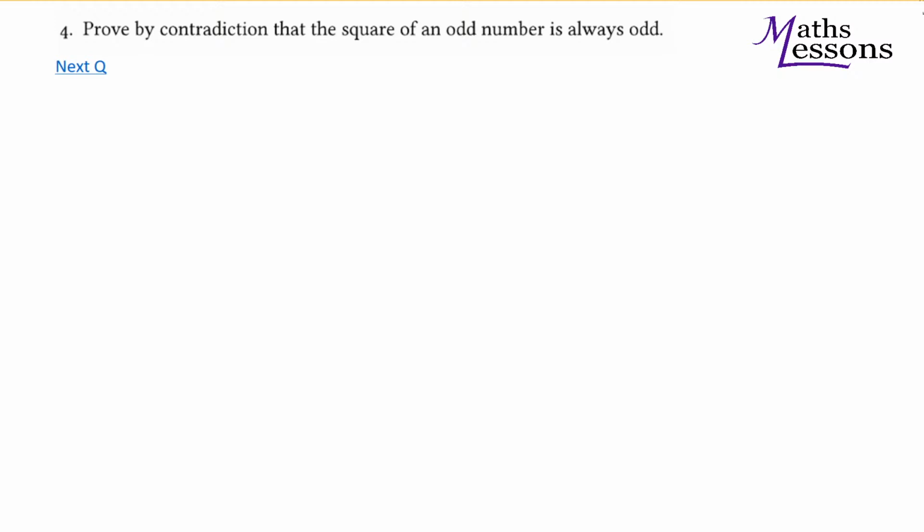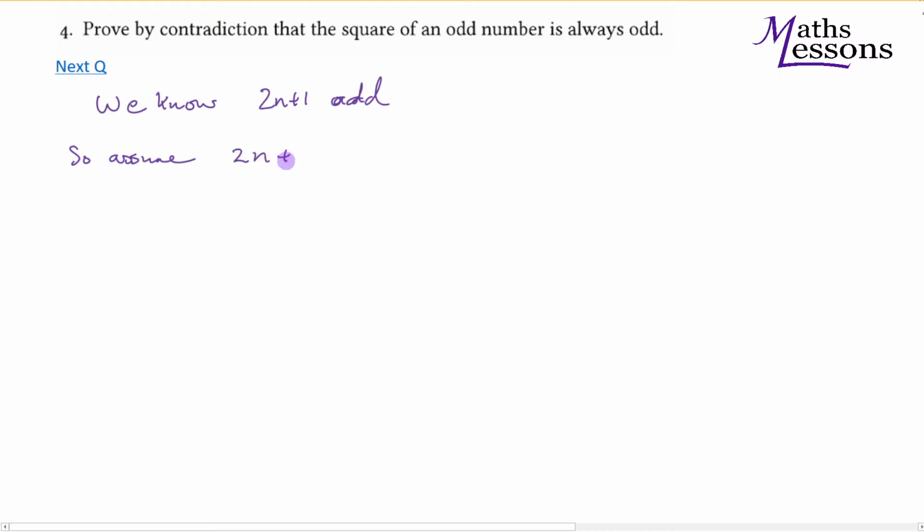Right, so here we go. So the first thing we do, we know that 2n plus 1 is odd. So we're going to assume that 2n plus 1 squared is even. Now 2n plus 1 all squared is equal to 4n squared plus 4n plus 1.